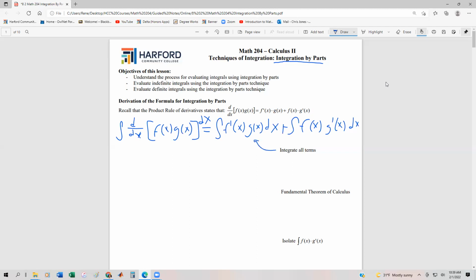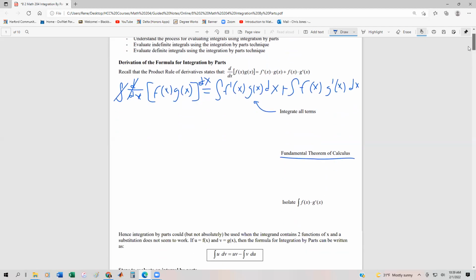Now, the fundamental theorem of calculus suggests that if we integrate a derivative, those will cancel out. They're inverse operations. So what we're going to be left with is f of x, g of x, equals the integral of f prime of x, g of x dx, and then plus the integral of f of x, g prime of x dx. Just a really basic sort of operation there.